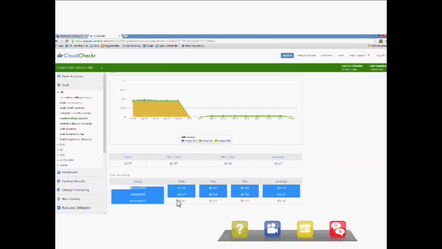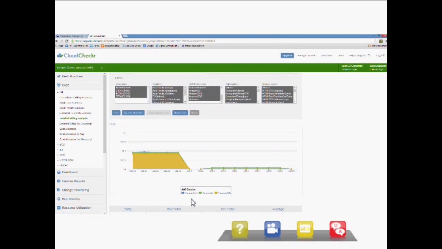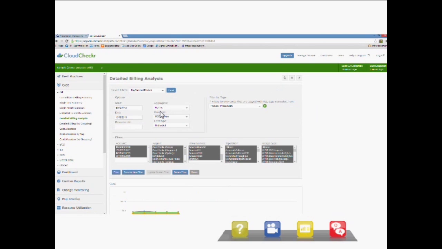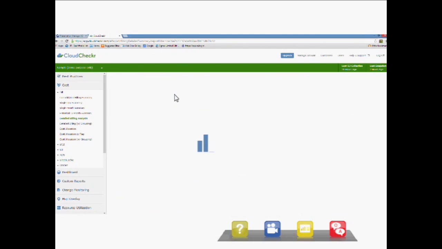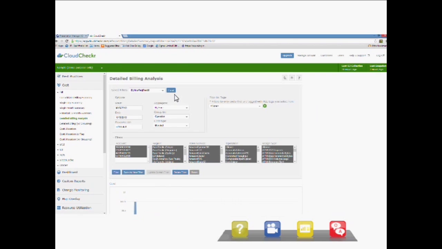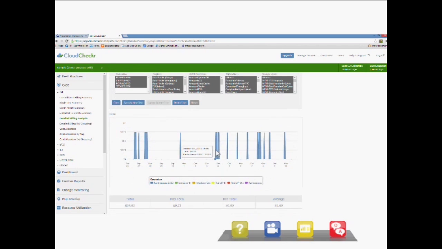How does my RDS versus S3 versus EC2 cost look like? And you can even do that on a resource-by-resource basis. So I have another saved filter where I'm pulling up for a specific instance exactly what the cost looks like. So you can look here and you can see these are when this EC2 instance was running, exactly the costs that were getting incurred at exactly the time.